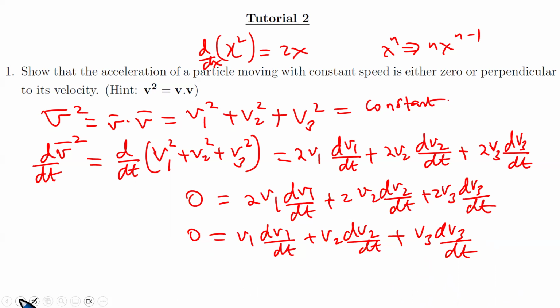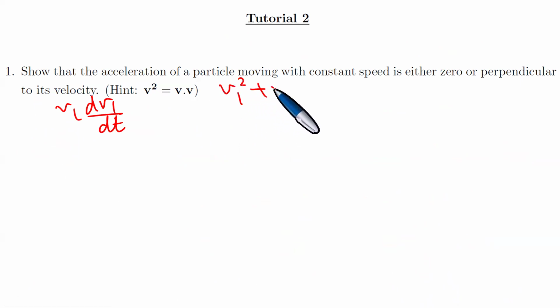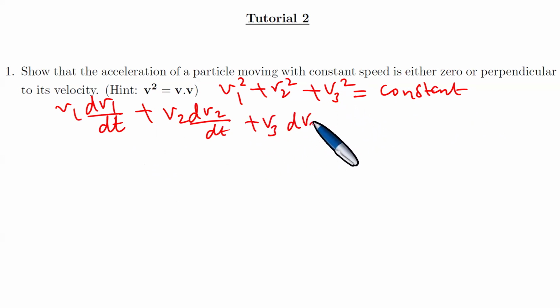So what have we been able to achieve here? We've been able to achieve that v1 dv1 dt, right, with v1 squared, v2 squared, v3 squared equals a constant. Okay, then we can find the derivative. So it is v1 dv1 dt plus v2 dv2 dt plus v3 dv3 dt equals 0. Okay.